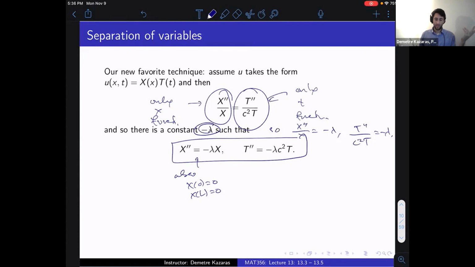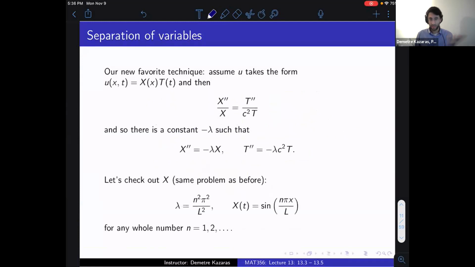Now let's try to solve each of the equations. Let's inspect the x one first, and we'll be able to solve that pretty concretely. Then that will tell us what lambda is, and then we'll approach the t equation, and then multiply them together to get a solution to the wave equation, and use that as our building blocks for a general solution to the wave equation. That's the strategy. Okay, so just like the heat equation, except the equations are slightly different.